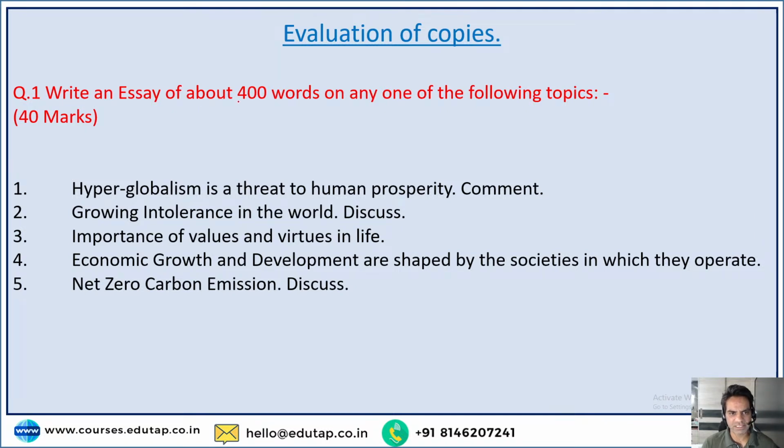First question is, write an essay of 400 words on any of the given topics, and the topics are: hyperglobalism is a threat to human prosperity. Second is growing intolerance in the world. Third is importance of values and virtues in life. Fourth is economic growth and development are shaped by the societies in which they operate. And fifth is net zero carbon emission, right? So let's say these are the 5 topics that were given to you.